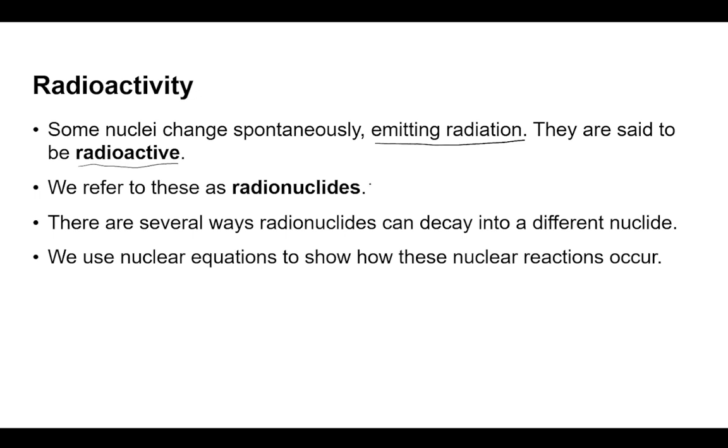Now, we use nuclear equations to show how these reactions occur. So these are going to look just like chemical reactions. We could have a chemical reaction like H2 plus Cl2 goes to 2 HCl, right? That's a chemical reaction. It is balanced. There's the same number of hydrogens and chlorines on both sides.